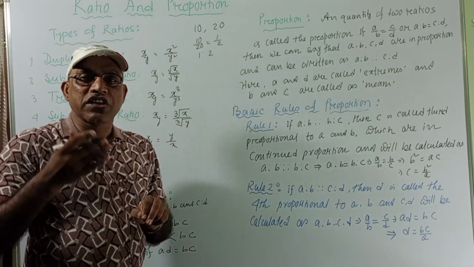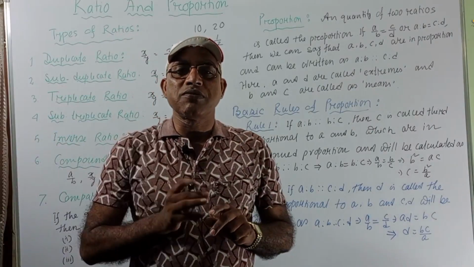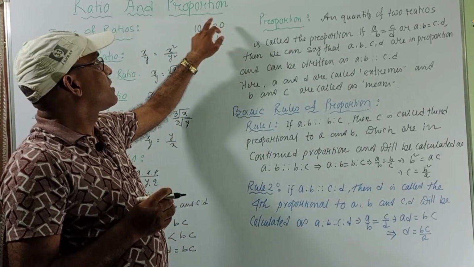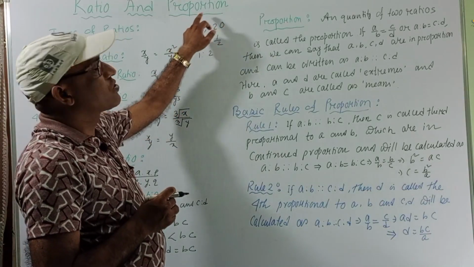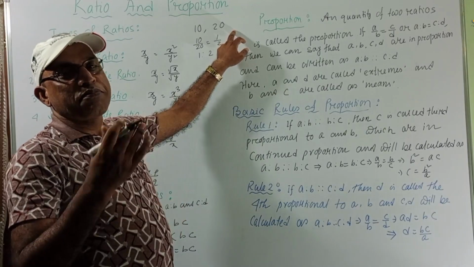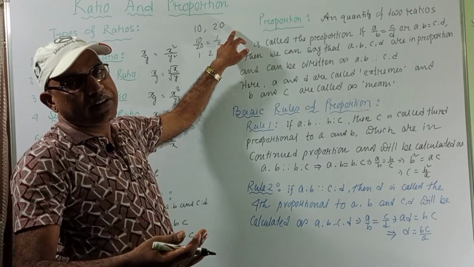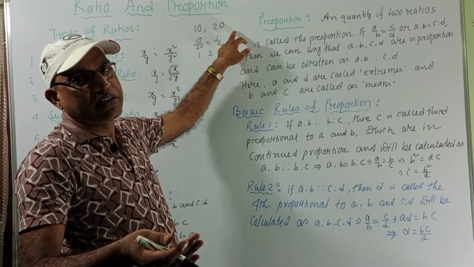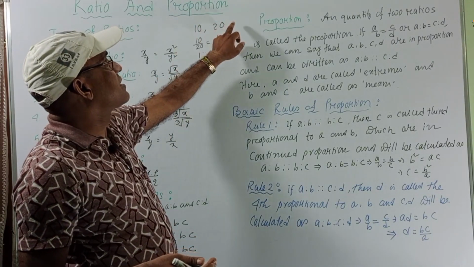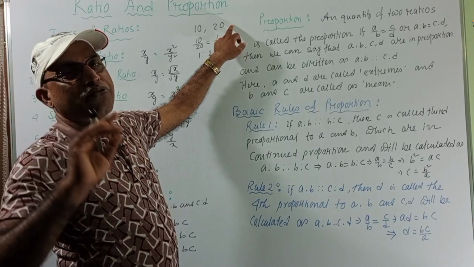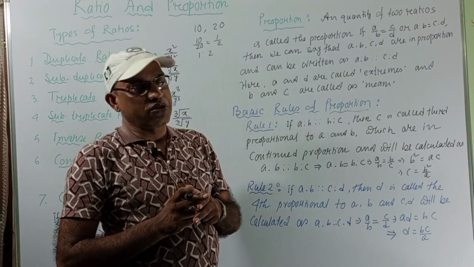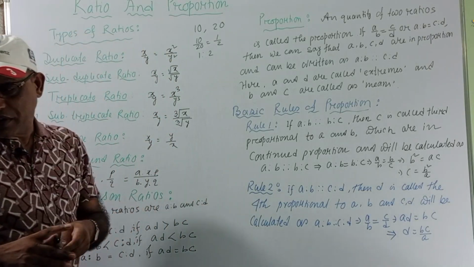So in case of ratio, the unit must be the same. Suppose this is rupees, this is also rupees. This is centimeter, this one also centimeter. But if centimeter and meter are given, we can convert centimeter to meter, meter to centimeter. But if one is the number of men and the other is centimeter, we can't find the ratio of this. Both units will be the same in case of ratio. Now this is our ratio.